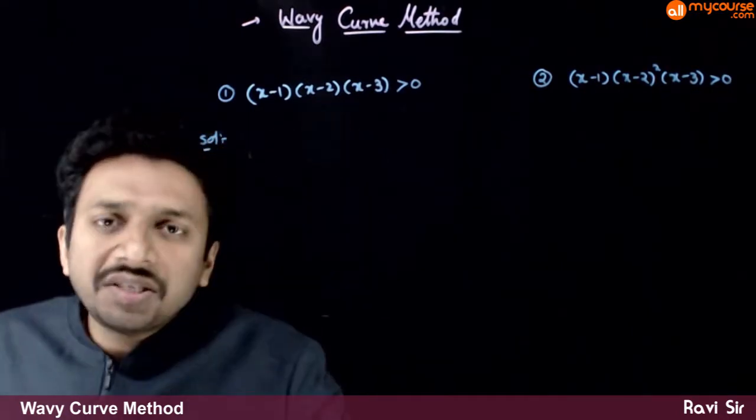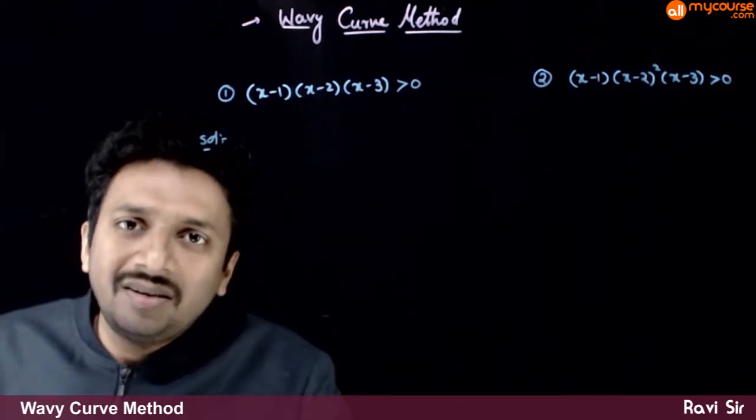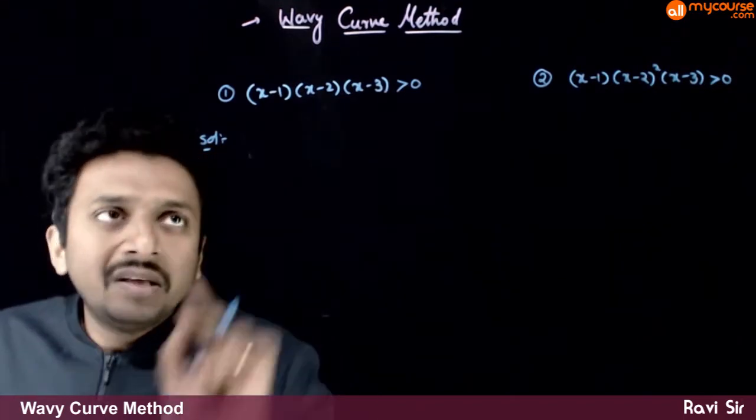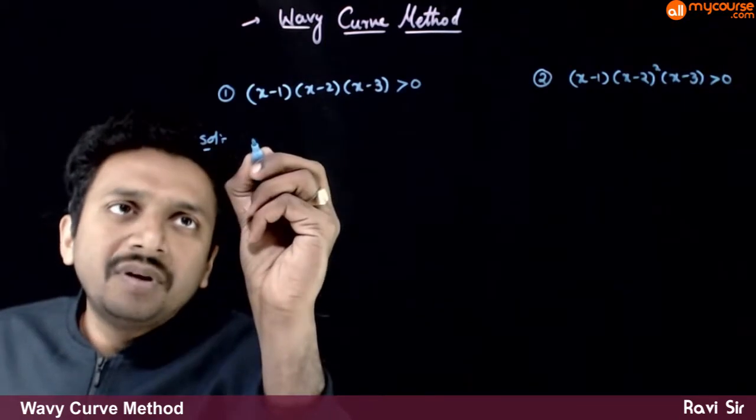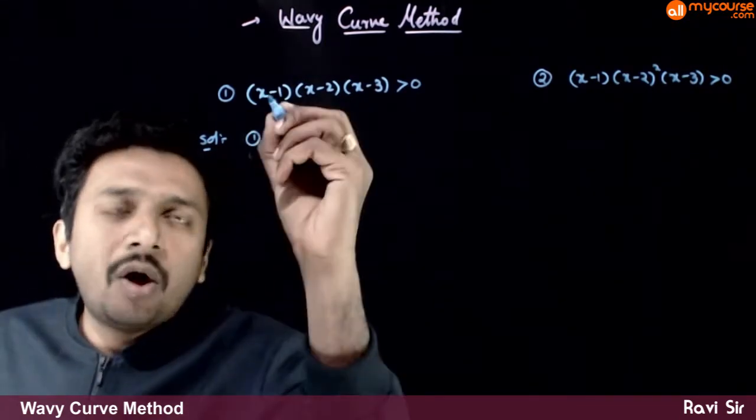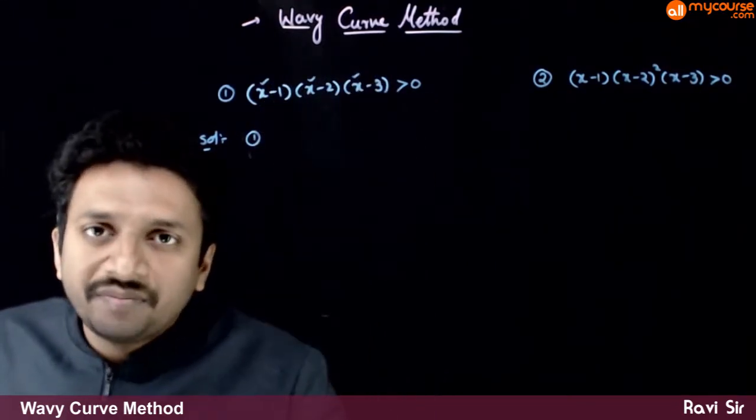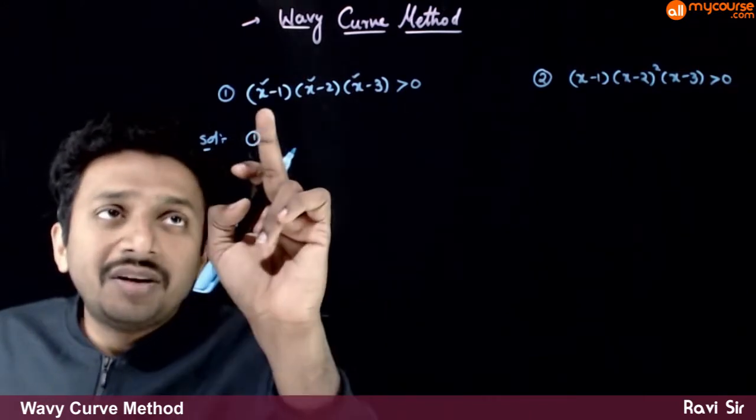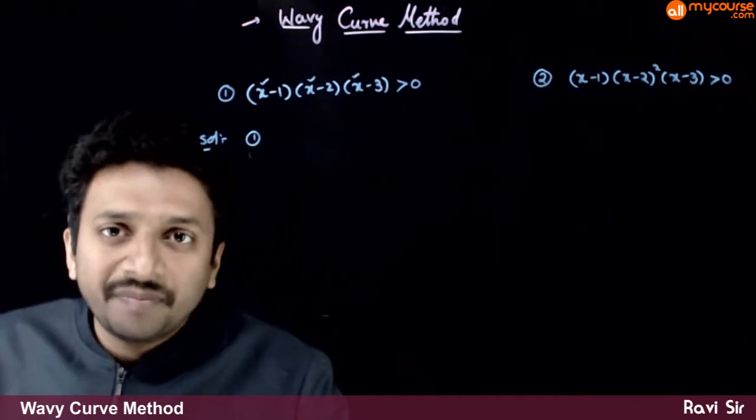As you see these questions, do they come under the topic of factorized inequalities? Yes, because they are already factorized and given to you: x minus 1 into x minus 2 into x minus 3 greater than 0. Now, what is the first step of the wavy curve method? In the first step, we make all the leading coefficients in each of the factors positive, which has already been done, because all the leading coefficients are plus ones, all positive.